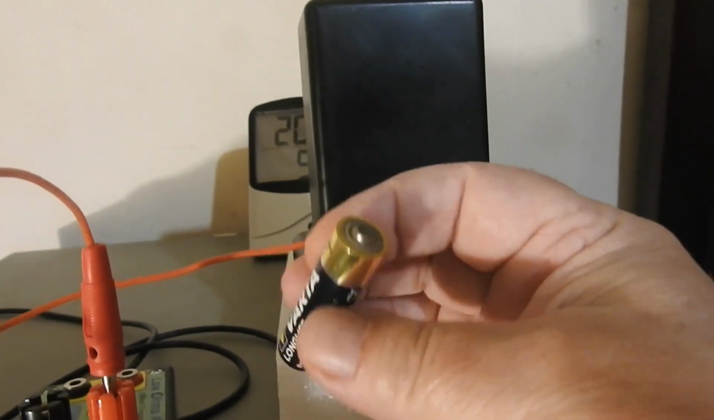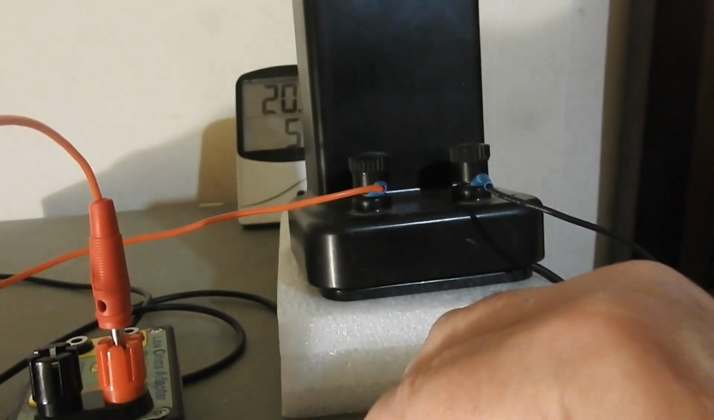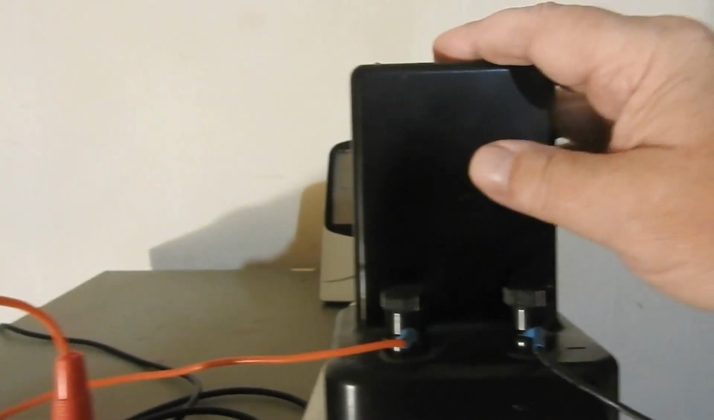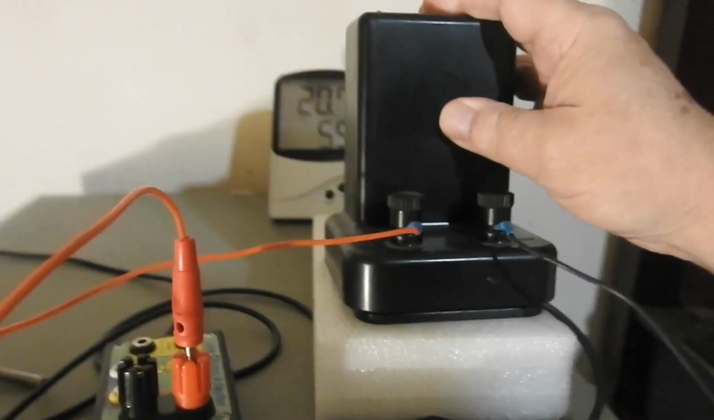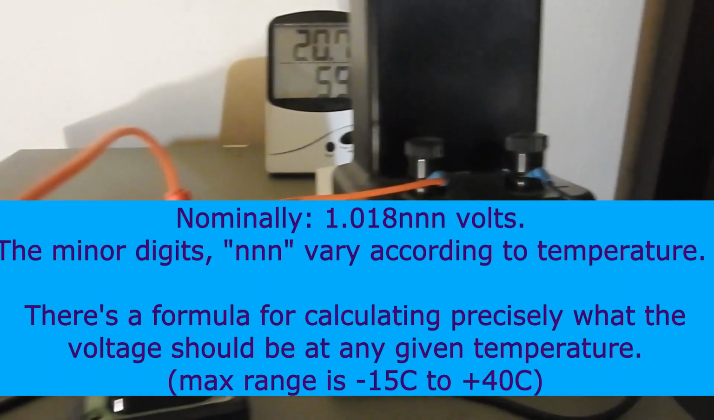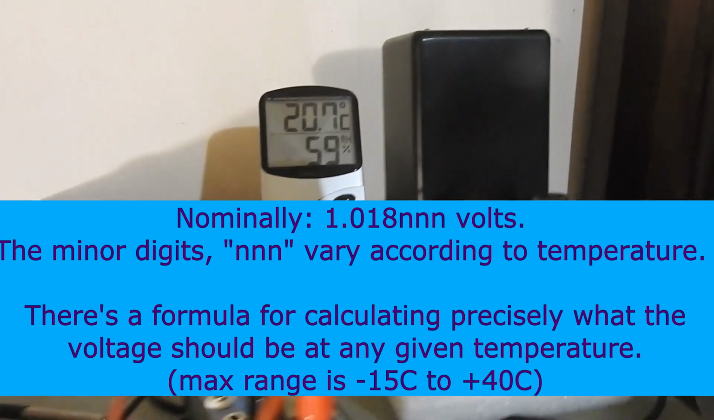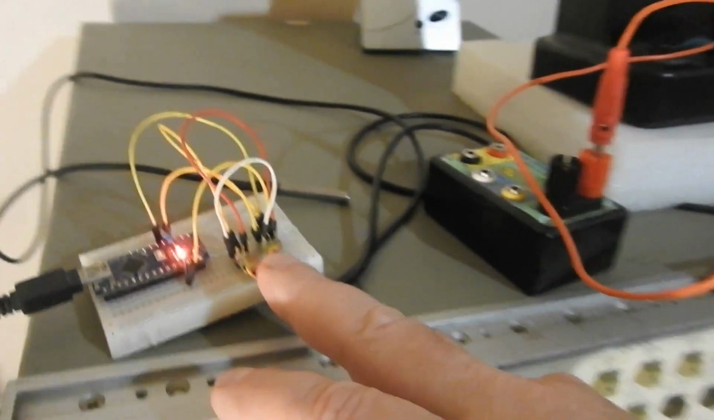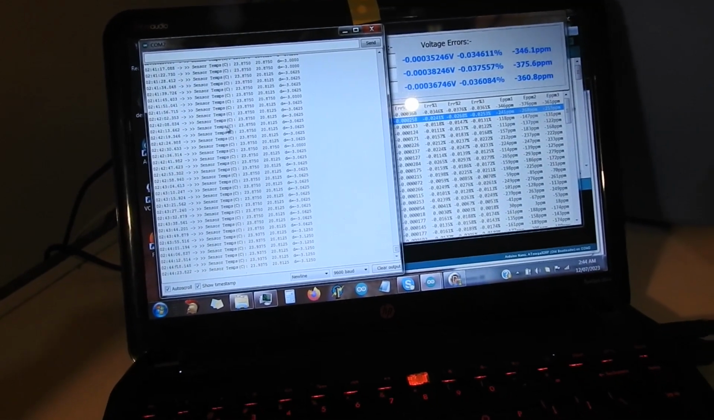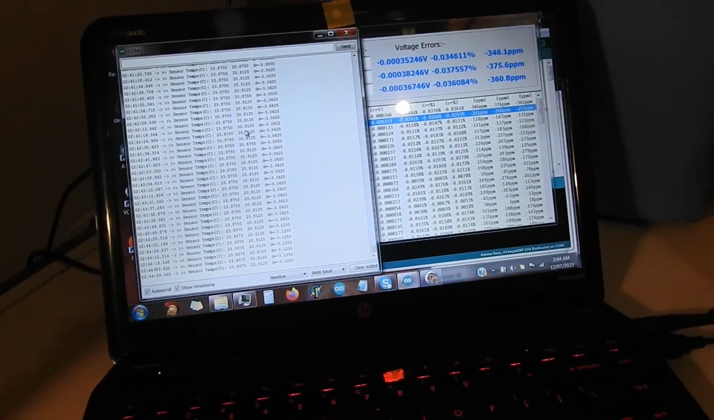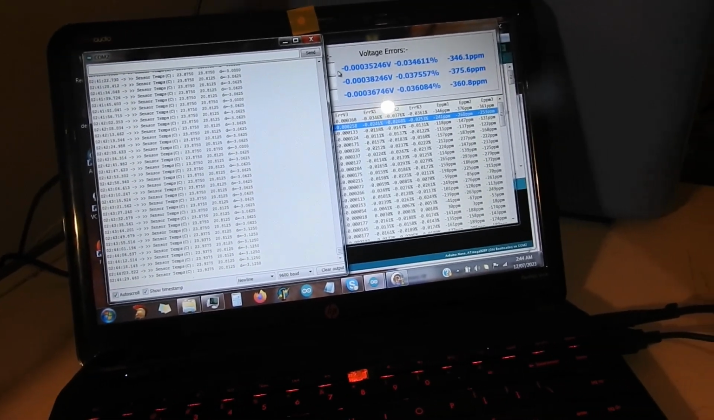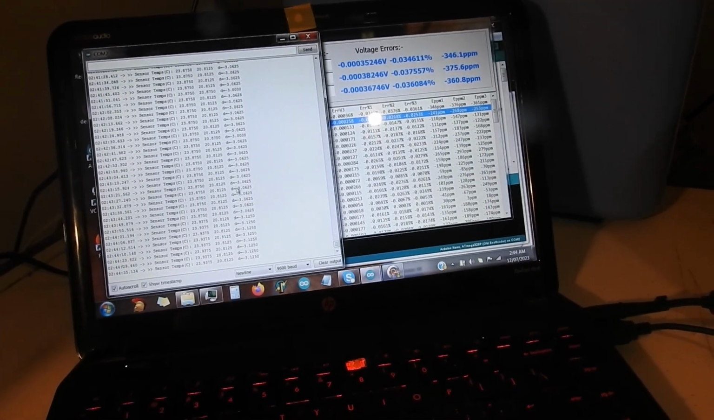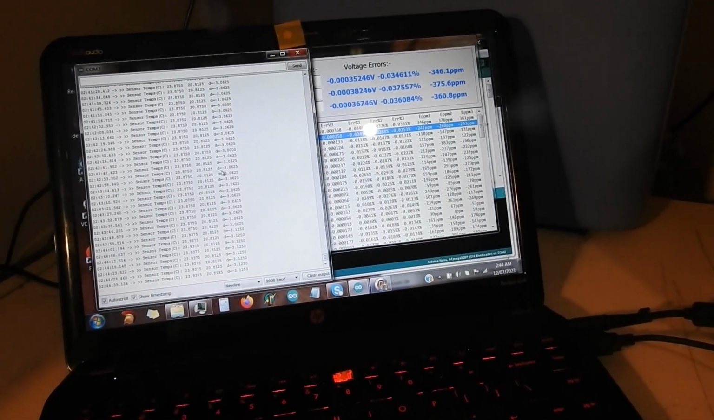Now this is nominally 1.5, but the voltage will be all over the show as it flattens. This is supposed to keep 1.018 volts, and the difference, the extra, is temperature dependent, so you can calculate exactly what it should be if you know the temperature. And I've got a temperature sensor there going to this Arduino and down to that PC. So there's the time, ambient temperature, and the temperature from the sensor underneath the cell, and that looks to be the difference in temperature, which seems to be pretty constant, just over 3 degrees.